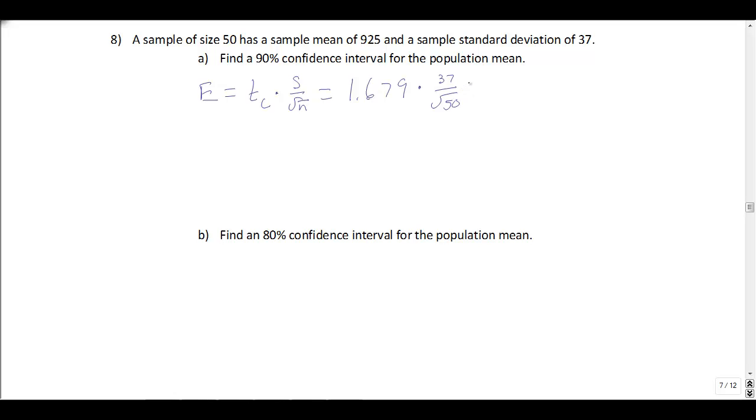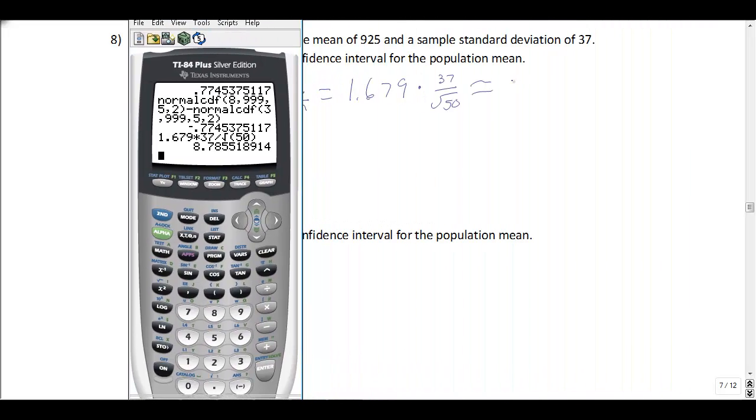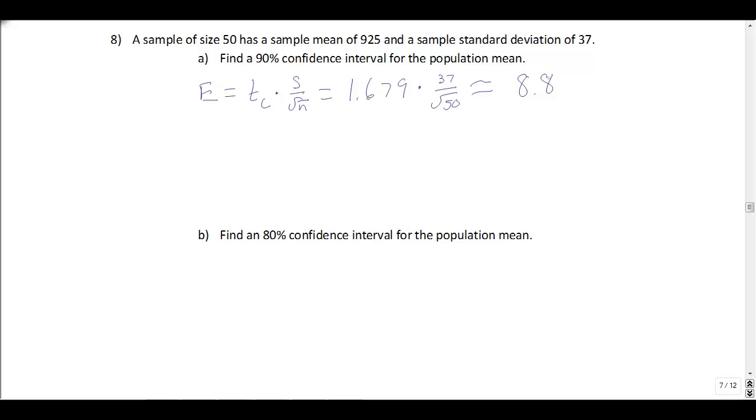Okay, so you get this, your margin of error then is, let's see, 1.679 times 37 divided by square root of 50. Here is 8.79 maybe. Let's just say 8.8 here. Let's just leave it as 8.8. So that's our margin of error.